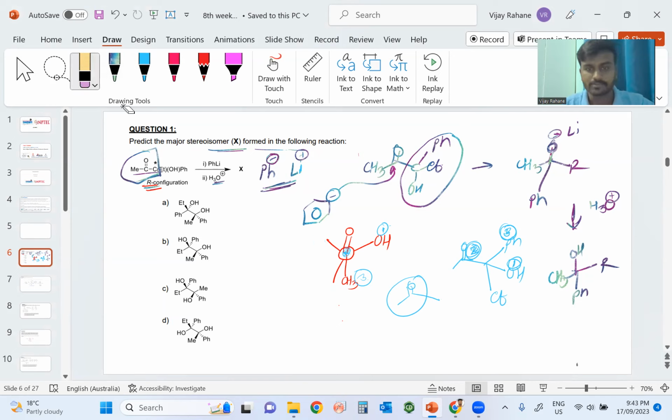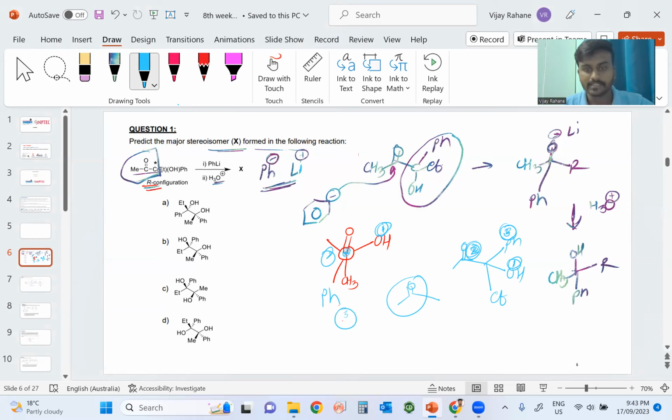We'll just again show how I have assigned the numbering. Initially, I have drawn the phenyl here. At that time, the numbering will be: the hydroxyl group has the first, the carbon will have the second, and the phenyl will have the third, right? So one, two, three, it's S configuration.